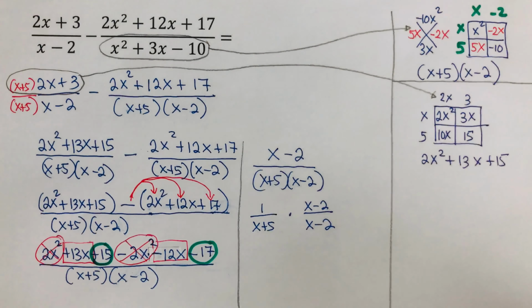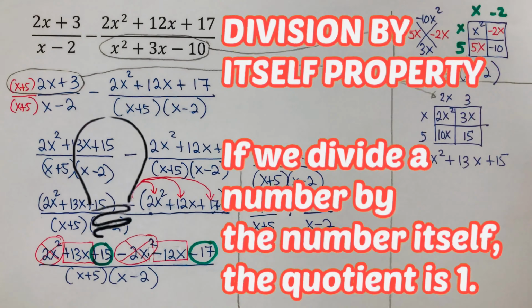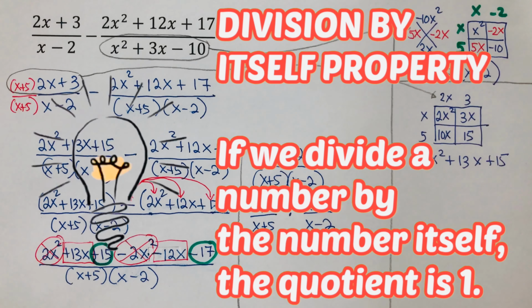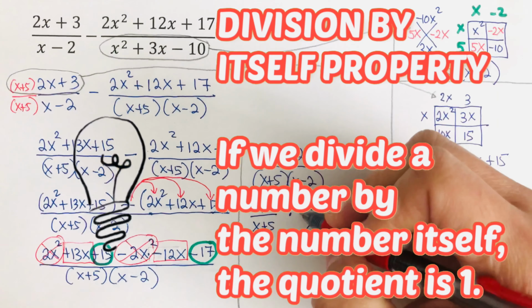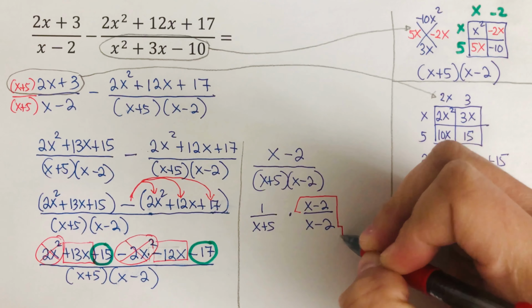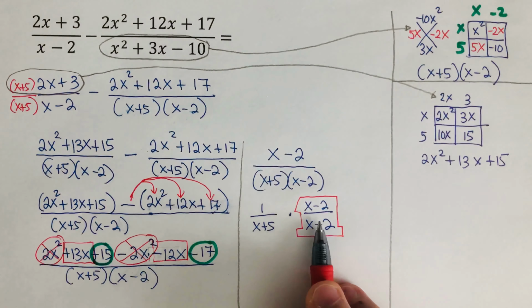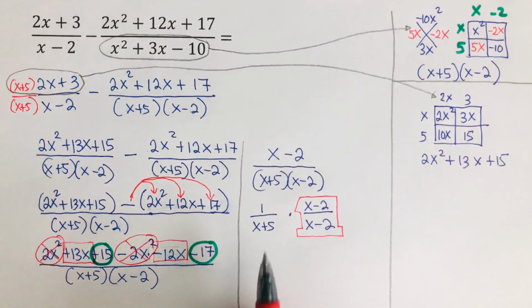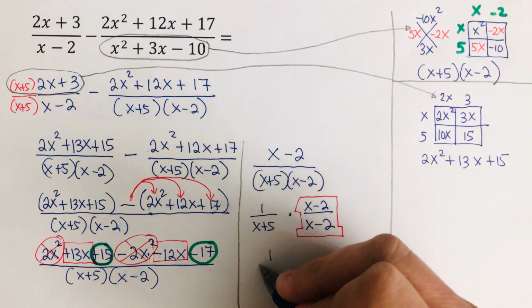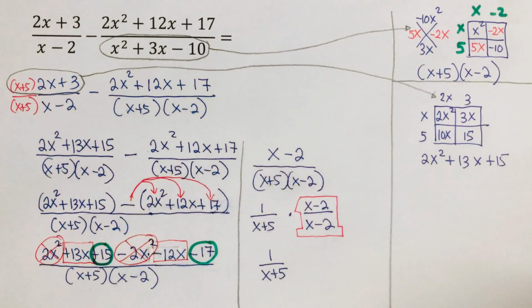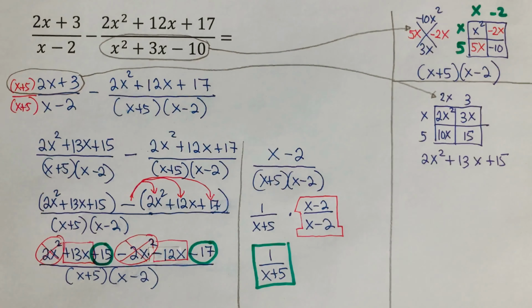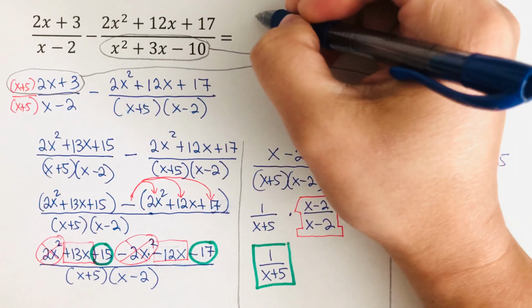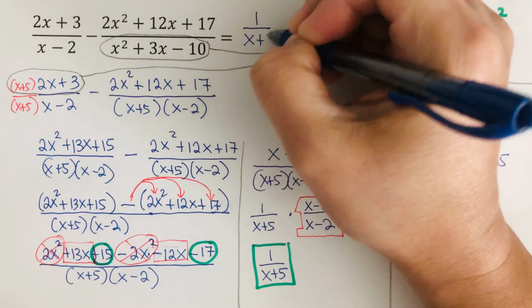So as you can see here, this x minus 2 and x minus 2 are the same. So then we are going to use the division by itself property, which states that if we divide a number by the number itself, the quotient is 1. So pretty much this one right here is actually 1. So then we can go ahead and write 1 in there, or you can cross this out. So the leftover is 1 over x plus 5. And this is actually the difference between these two rational expressions up here. So again, this is 1 over x plus 5.